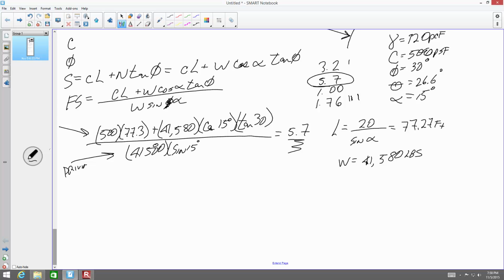That is a really, really high factor of safety. But that's what it came out to be. Apparently, realistic out the window, maybe. How about that?